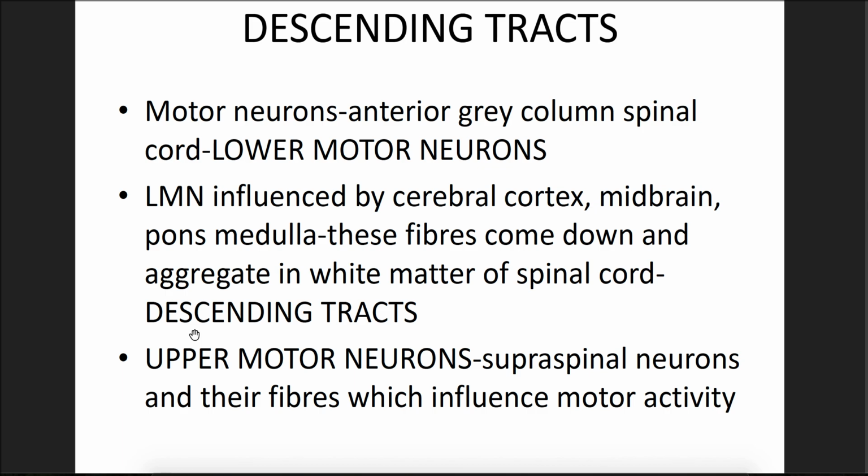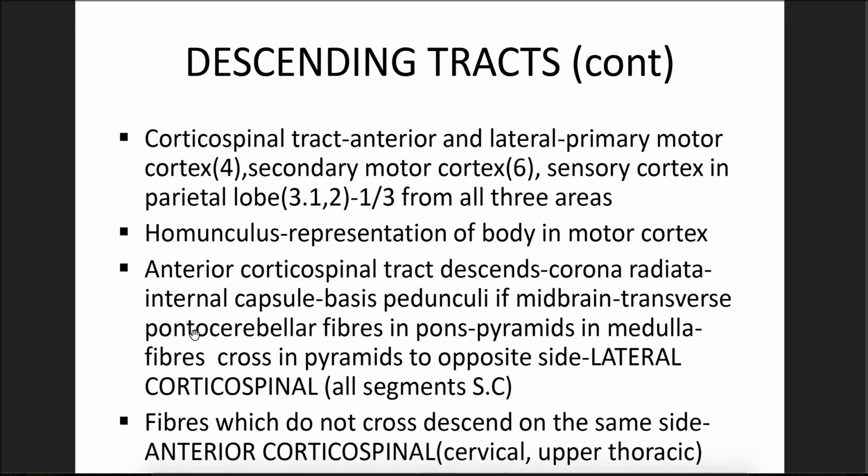Now, descending tracts, motor neurons in the anterior gray column of the spinal cord, they are known as lower motor neurons. Lower motor neurons are influenced by cerebral cortex, midbrain, pons, medulla. These fibers come down and aggregate in white matter of spinal cord, and we call them descending tracts. Upper motor neurons are those neurons which are present at supraspinal level and they influence motor activity. Corticospinal tract, very important to remember. You have two. You have lateral corticospinal tract and anterior corticospinal tract.